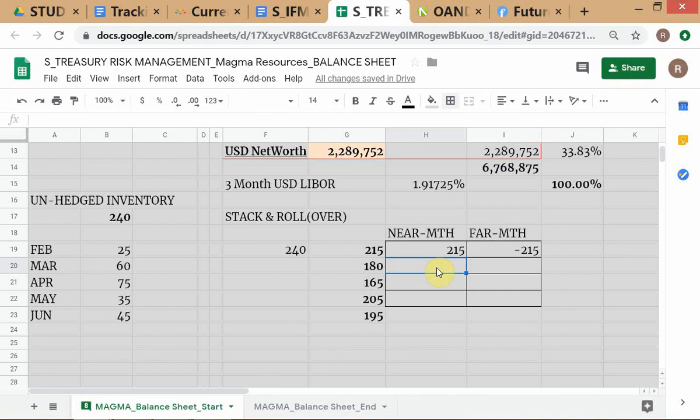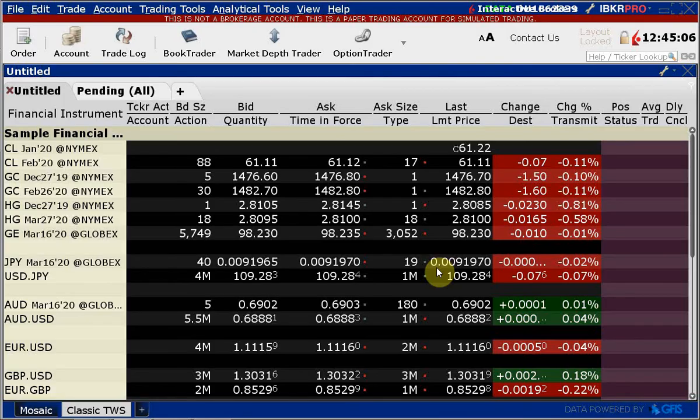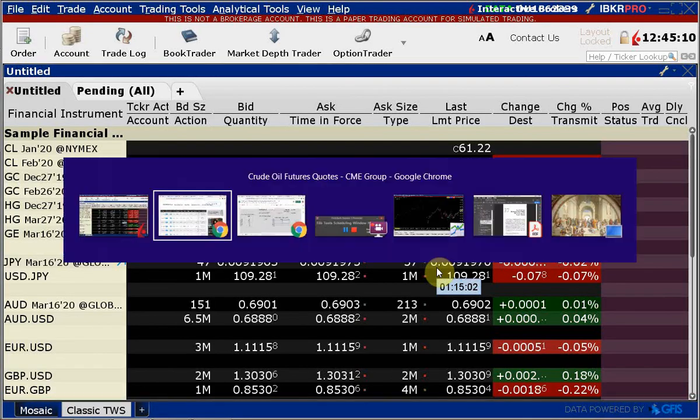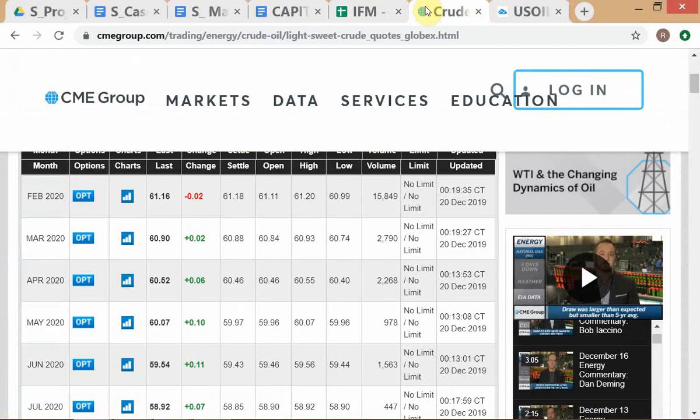So this is called stack and roll. Now you have a choice as a hedging team. You have a choice to decide whether or not you're going to hedge into those specific months like this, or you want to stack and roll.